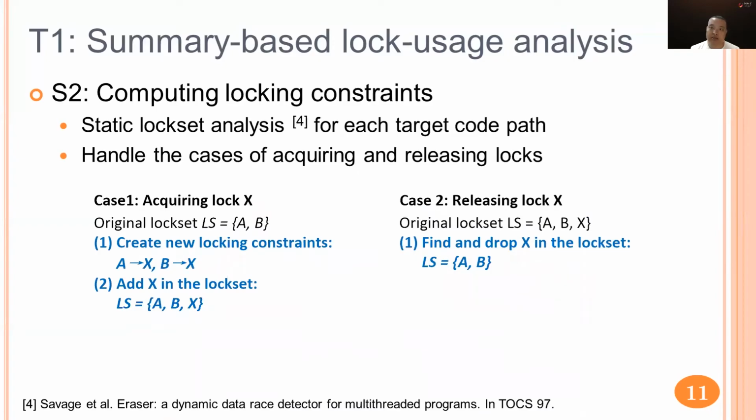After collecting target code paths, we need to compute locking constraints in each code path. We use a static lock site analysis to handle the cases of acquiring and releasing locks. When a lock is acquired, we create new locking constraints and add the lock in the lock site. When a lock is released, we find and drop the lock in the lock site.